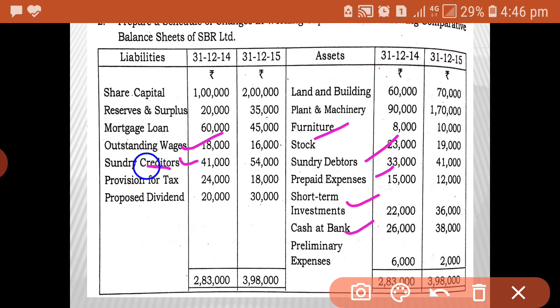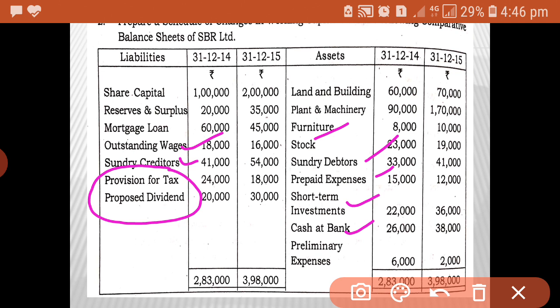Then provision for tax and proposed dividend. This can be taken either as current liability or as non-current liability. If you take it as current or non-current, it should be given as a note after your problem. Okay, after writing all the solutions, write a note that these items are taken as current item or non-current item.